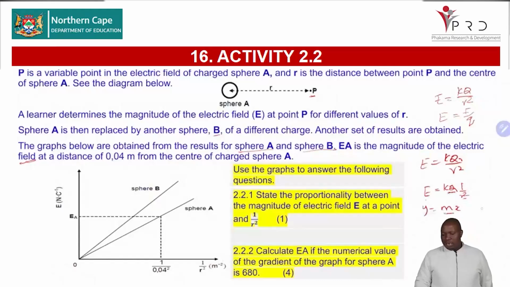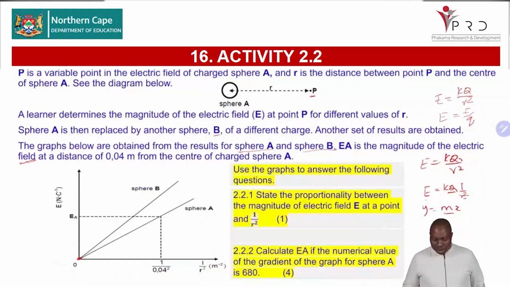They are saying, use the graphs to answer the following questions. State the proportionality between the magnitude of electric field at a point and 1 over r squared. So already from Coulomb's law, you know, but even the graph shows you it's a directly proportional relationship. Why directly proportional? You can see that there is a straight line that passes through the origin. Then you know that that is a directly proportional relationship. So that one mark you are given is there for your taking.